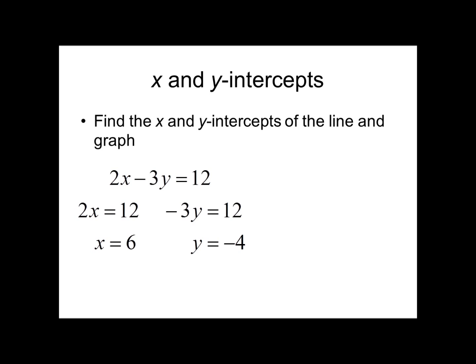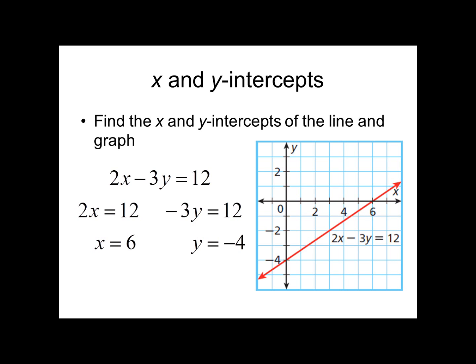In order to find the y-intercept, we do just the opposite. We plug 0 in for x, and we solve for the y. So we find out that our y-intercept is -4. Now, that wasn't too difficult to find, and now we have 2 points to mark on our graph, and we draw the straight line through them. So here's our graph.